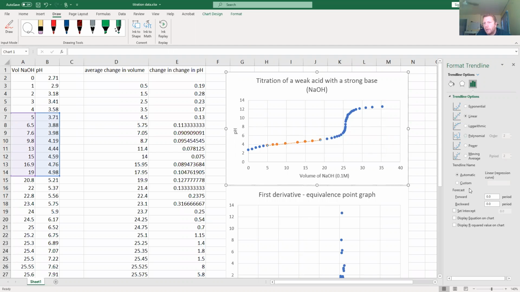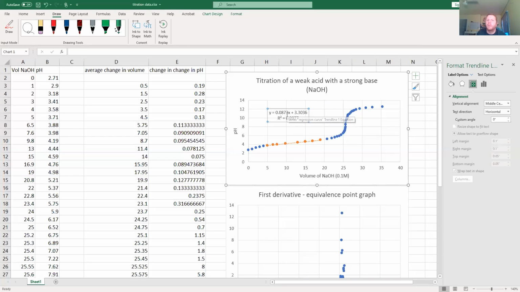Now, this is going to give me a number of different trendline options. I want a linear line, I want to display my equation, and I want to display my R-squared value, because my R-squared value tells me a little bit about the linearity of my data. The closer your value is to 1, the better off your data is, or the more linear it is. I've got 0.9977. That's pretty darn linear.